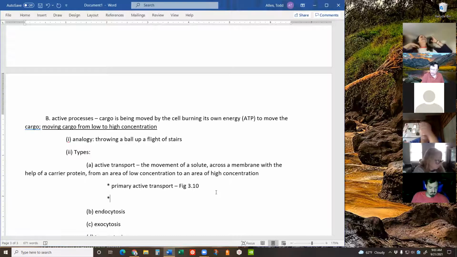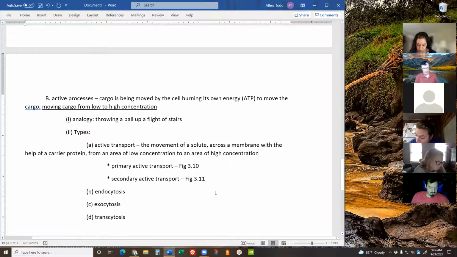And secondary active transport, you have different gradients that are going in opposite directions. And because you're going in opposite directions, you can move the cargo across the membrane. That would be figure 3.11. I ask you to spend a little bit of private study time doing these things. The big deal, however, is that you are moving your solute from an area of low to high concentration.